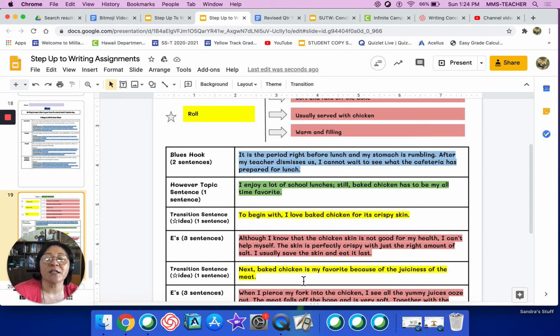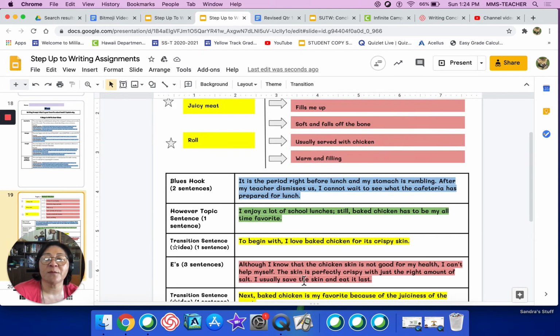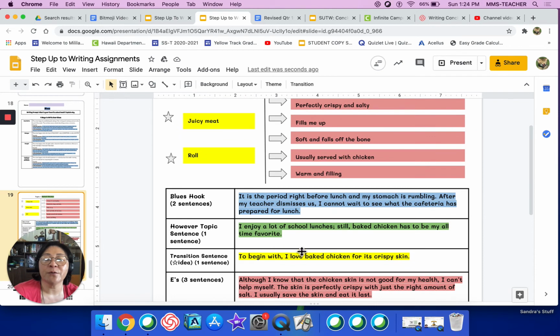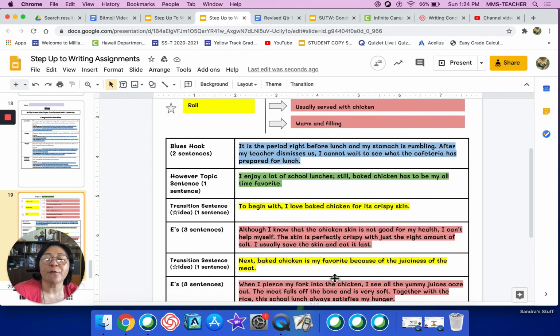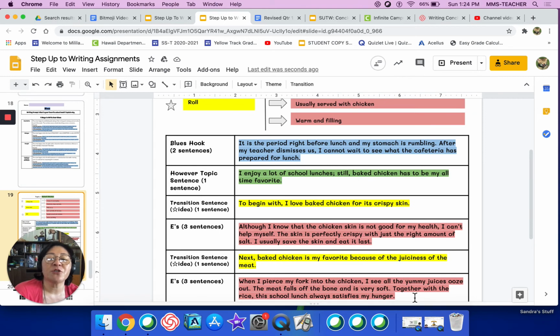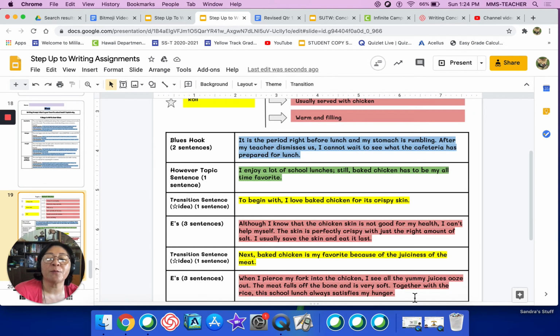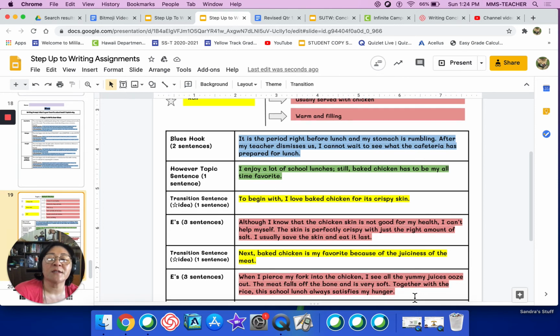Next, baked chicken is my favorite because of the juiciness of the meat. Star idea number 2, the transition word next. When I pierce my fork into the chicken, I see all the yummy juices ooze out. The meat falls off the bone and is very soft. Together with the rice, this school lunch always satisfies my hunger.